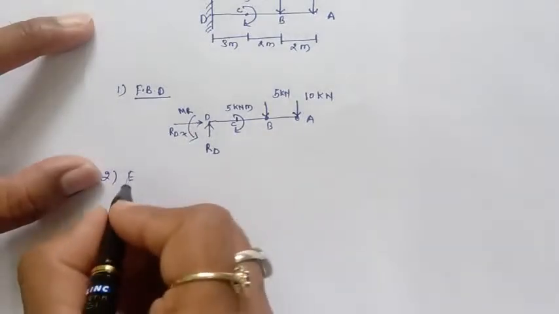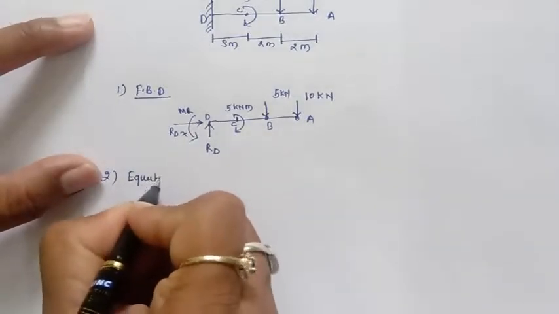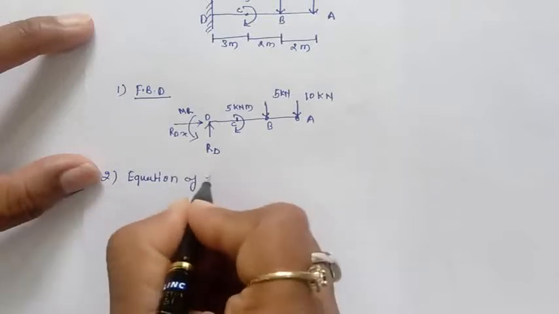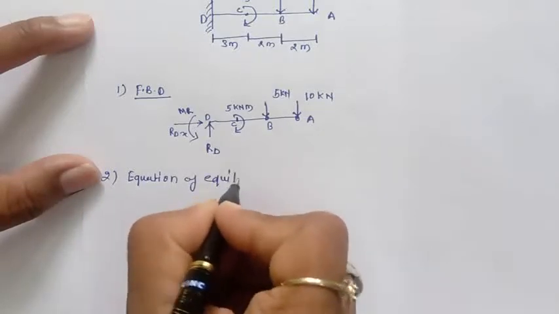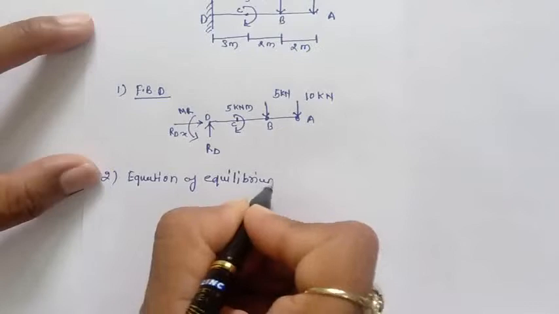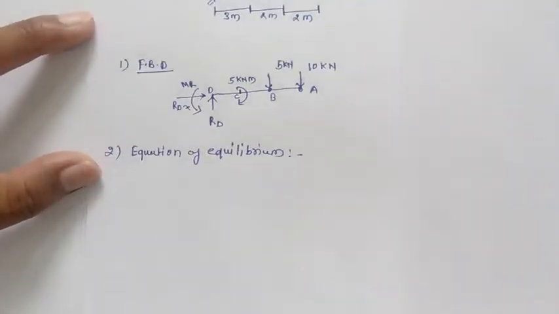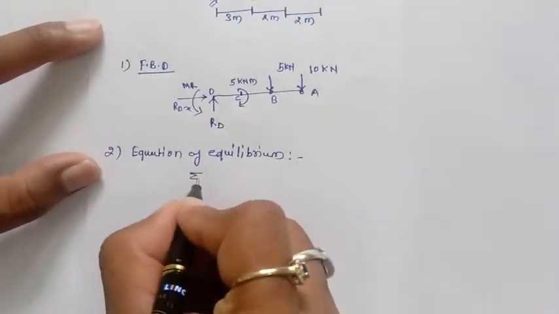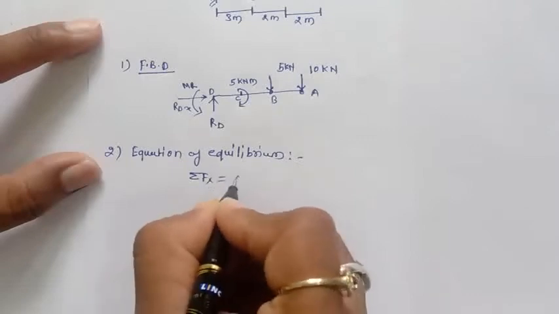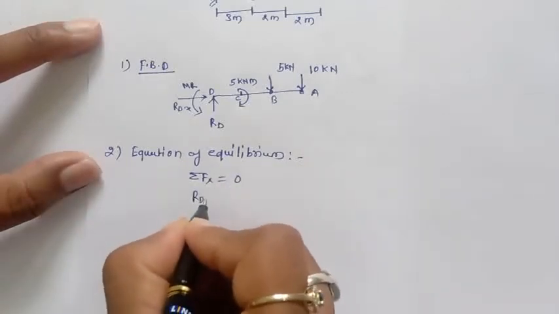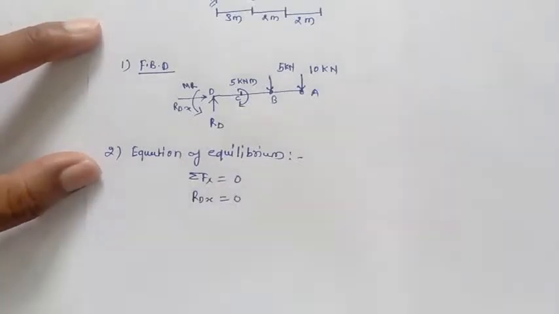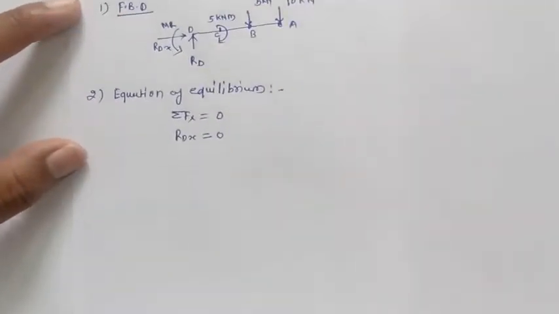and then the next step is the equation of equilibrium to find out the support reaction. So we use this equation of equilibrium to find out the support reaction. So first calculate the summation of Fx equal to 0. Here only RDX is there, that is nothing but equal to 0 because no other horizontal force is there.